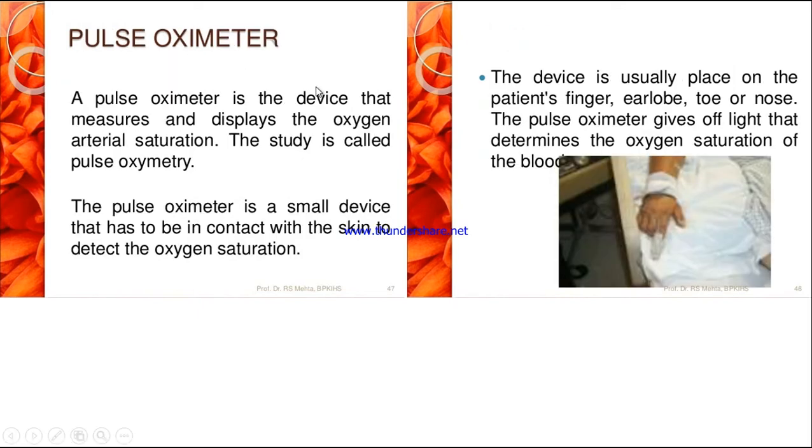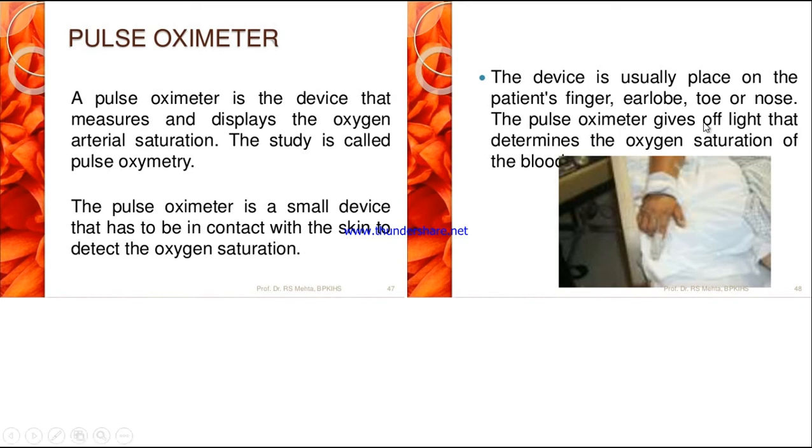Pulse oximeter. This is a very simple device, right? It is a device that measures and displays the oxygen saturation level, the arterial oxygen saturation level, and the study is called pulse oximetry. This device which is placed on the fingers is called the pulse oximeter. It has to be in contact with the skin to detect the oxygen saturation. The device is usually placed on the patient's finger. We can put it on the patient's finger, or on the earlobe, the toes, or the nose.